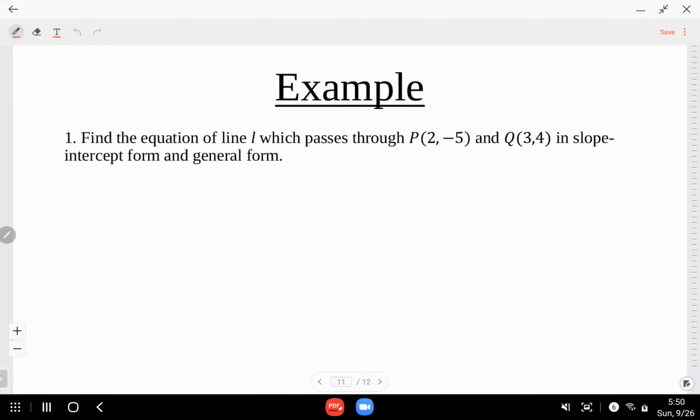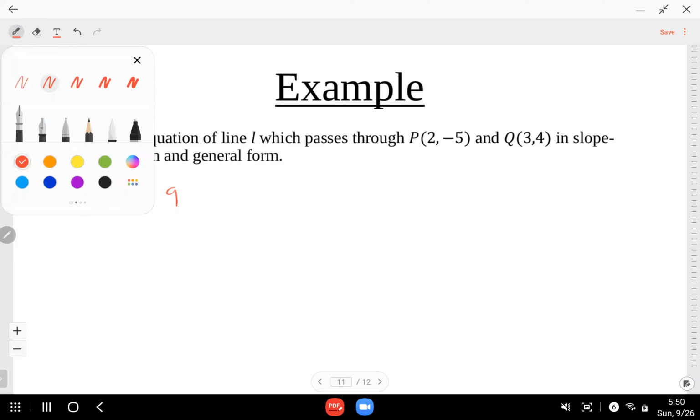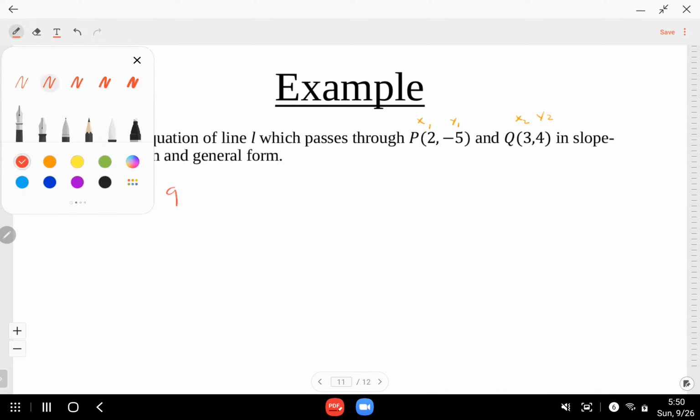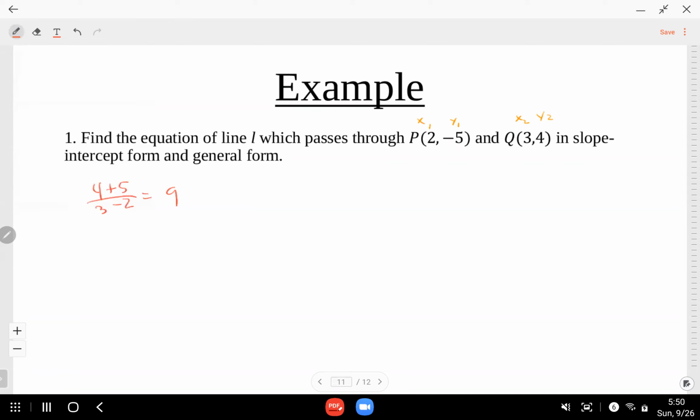It's going to be y2 minus y1 over x2 minus x1. So choose one to be your point 2 and stick with it, basically. 4 plus 5 over 3 minus 2 equals 9. So you just basically subtract them, right? So now you get 9.